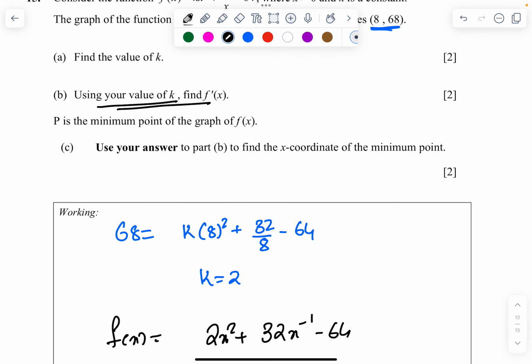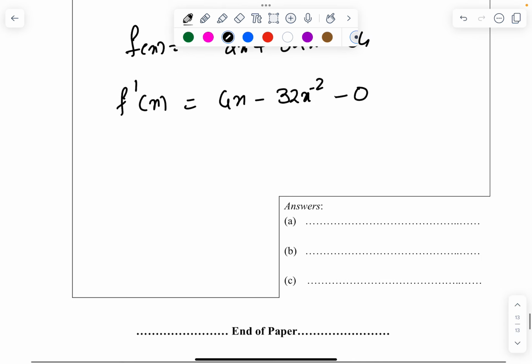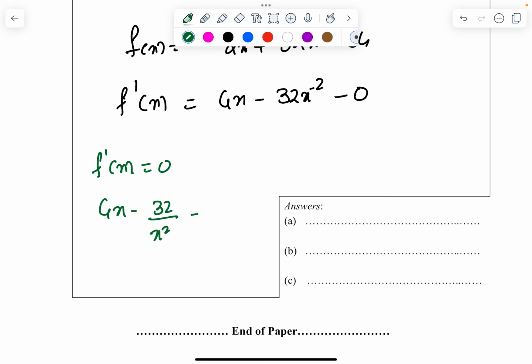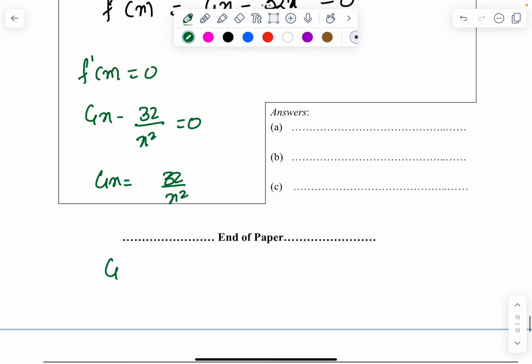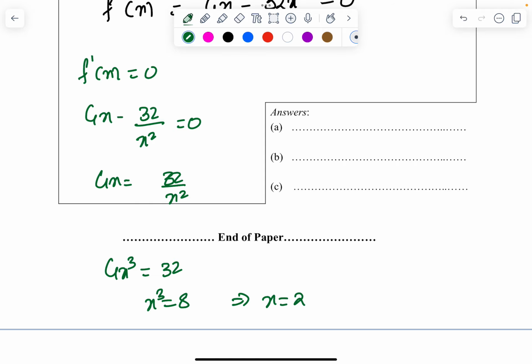P is a minimum point. Use your answer in part B to find the x coordinate of the minimum point. At the minimum point, f prime x should be equal to 0. So 4x minus 32 upon x square equals 0. So 4x equals 32 upon x square. 4x cube equals 32. X cube equals 8. So x equals 2, the cube root of 8. That's going to be the answer.